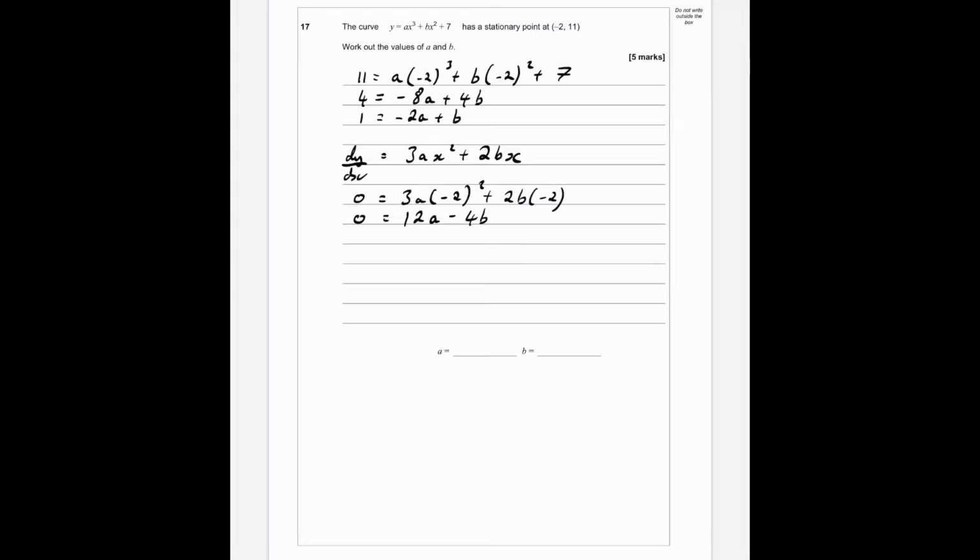And essentially we've got a pair of simultaneous equations. At this point it doesn't matter the way you go about solving them. I've just added the two equations together to cancel b and work out a, but there's a whole number of perfectly legitimate ways of solving those simultaneous equations. You do a substitution or whatever. Either way, if you do it correctly, you should come out with a equals 1 and b equals 3.